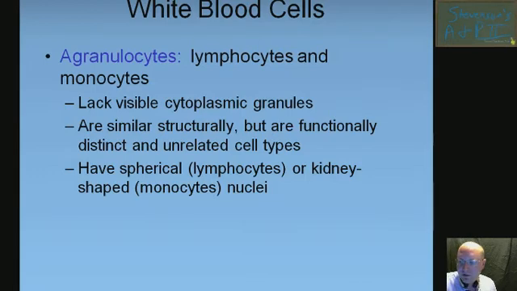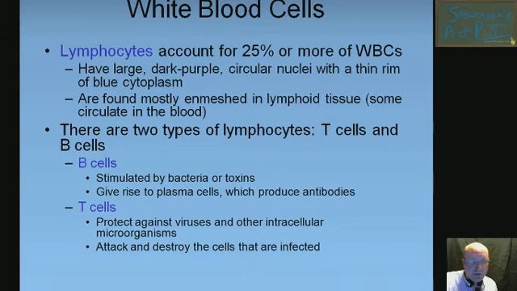Okay, agranulocytes include lymphocytes and monocytes that lack visible cytoplasmic granules and are similar structurally but are functionally distinct and unrelated cell types. They have spherical or kidney-shaped nuclei. Lymphocytes account for 25% or more of the white blood cells, and they have large, dark purple, circular nuclei with a thin rim of blue cytoplasm. They are found basically enmeshed in the lymphoid tissue. Hard to distinguish them. They're in there, and they're not coming out.